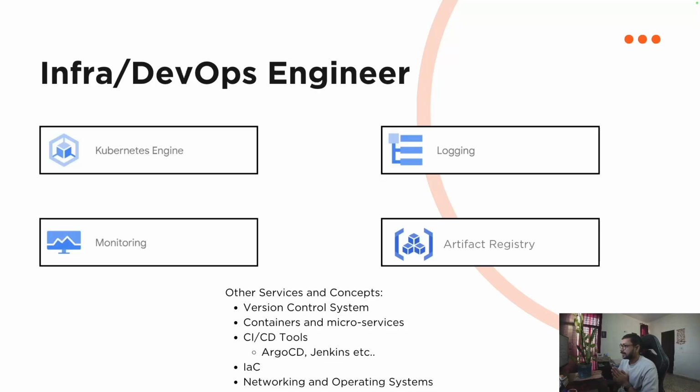Starting with infra and DevOps engineer, you should definitely know GKE in Google Cloud, or EKS in AWS, or AKS, Azure Kubernetes Service, in Azure. For DevOps engineers, I think Kubernetes has penetrated most organizations, and it is used by almost everyone to run their applications.